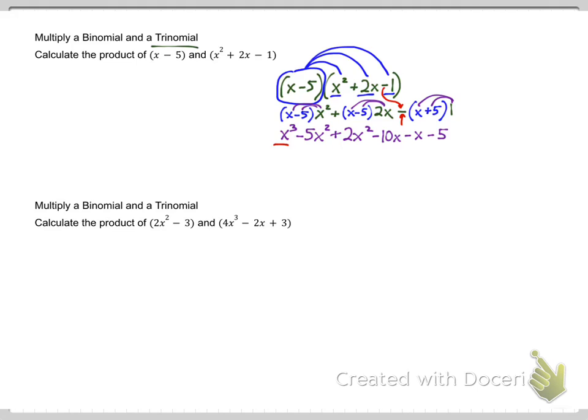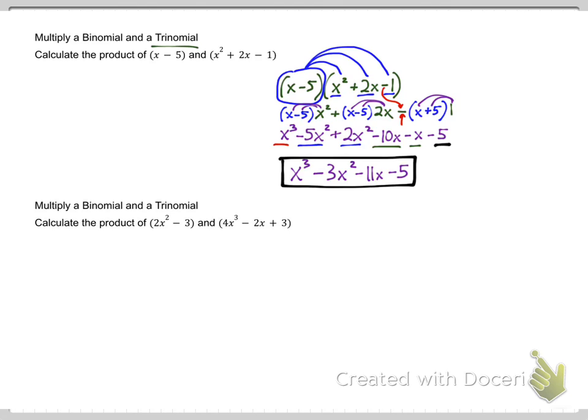Now we just combine like terms. There's only one cubic term. There are 2 quadratic terms, in other words, where the power is 2. There's 2 linear terms where they just have a single variable to the first power, and you have our constant there, just the 1 by itself. I color-coded them, so we're going to combine those. So we get x cubed, negative 5x squared and 2x squared is negative 3x squared. Negative 10x and negative x is negative 11x, and minus 5 at the end. That's our answer.